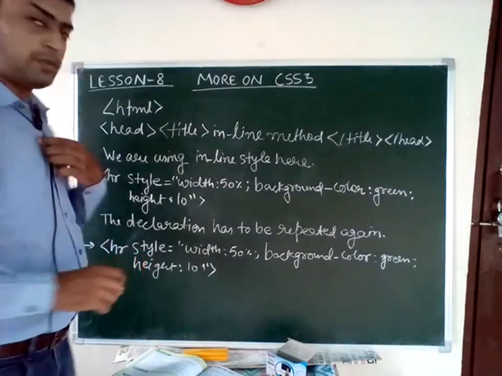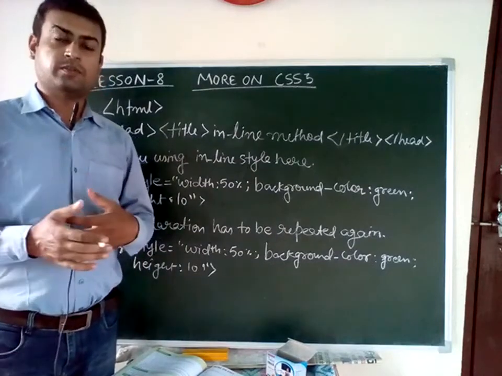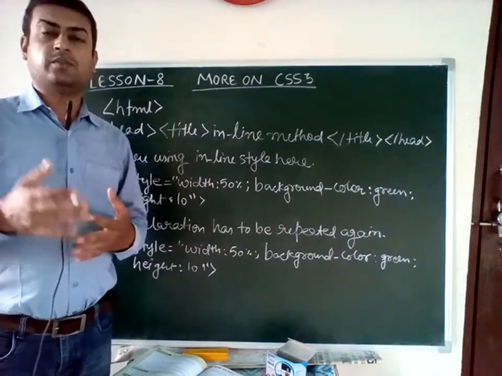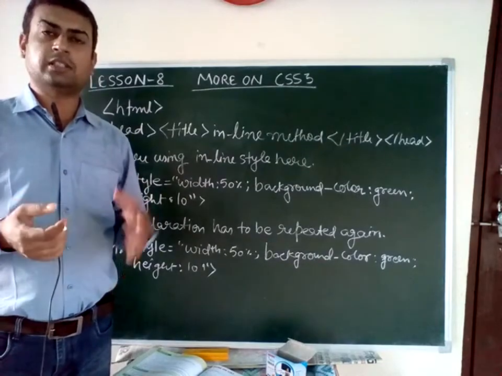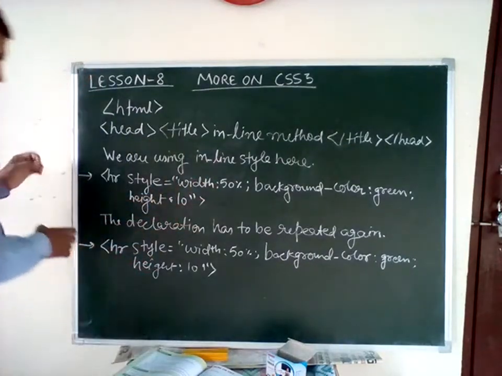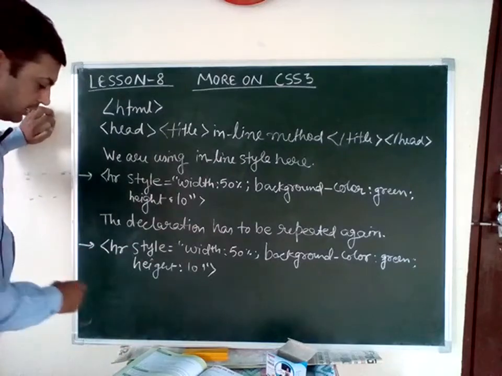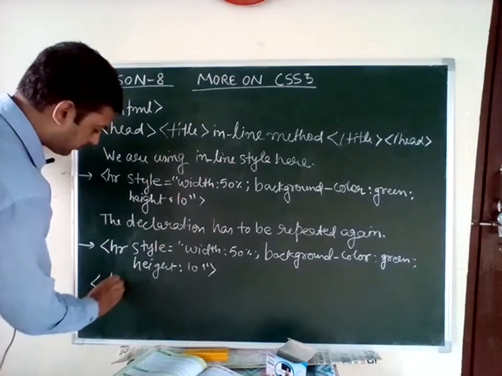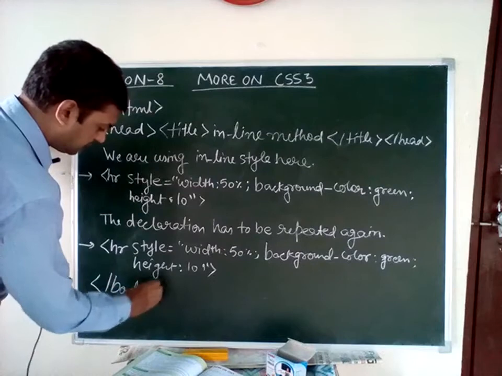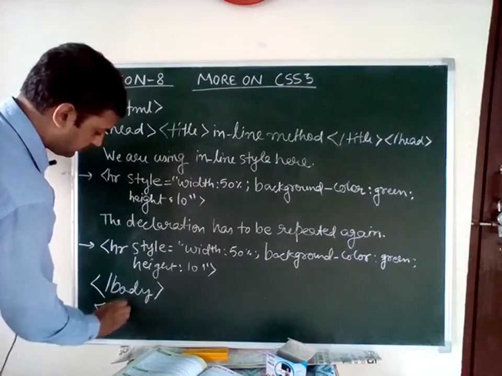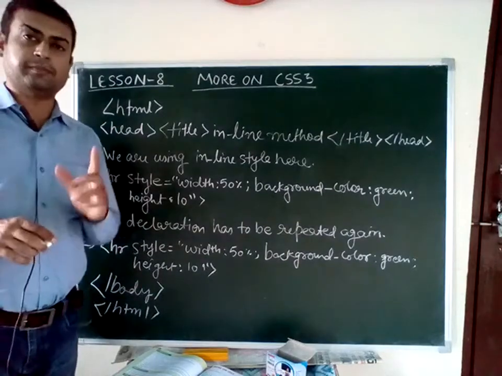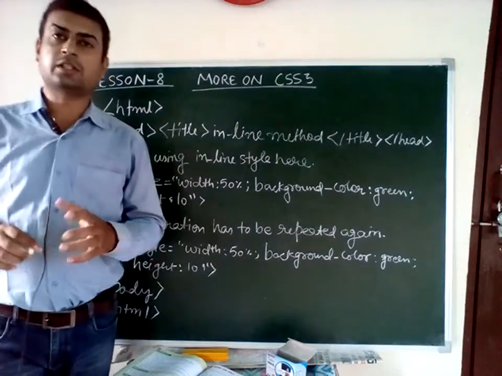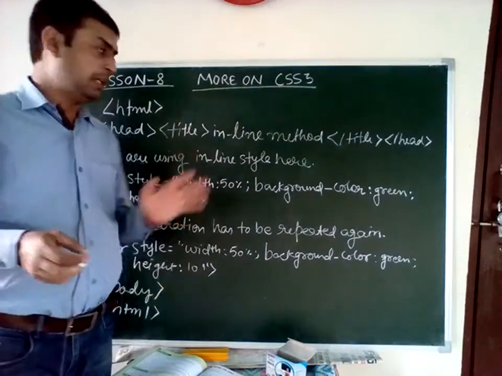So basically this problem you can resolve with the style sheet. Only one time you have to declare the style sheet, and only once your declaration will be enough to change the color of the program. Now here you will close the body, and here you will close the HTML. Now in this you have to remember the things which we have discussed already in the previous class.